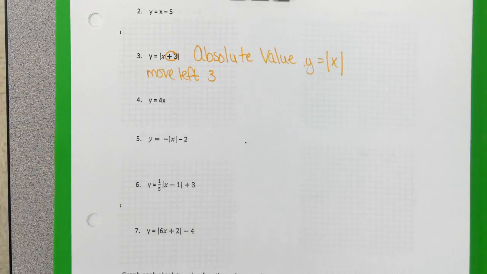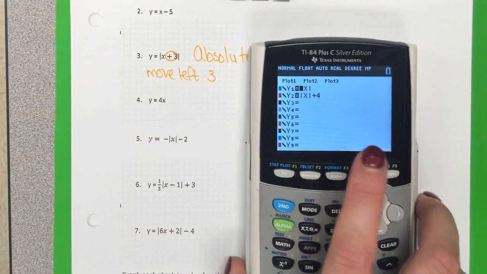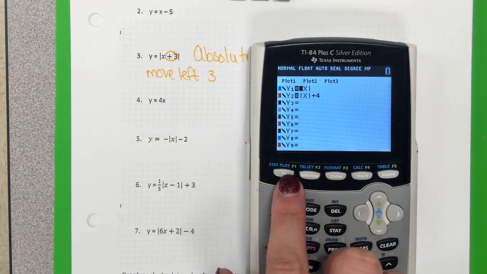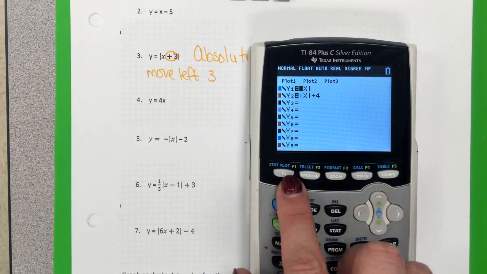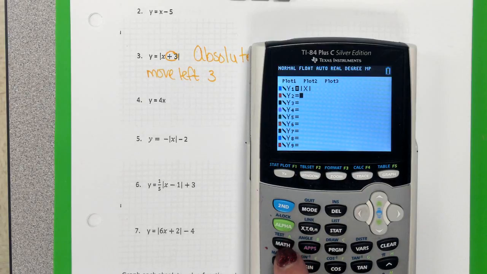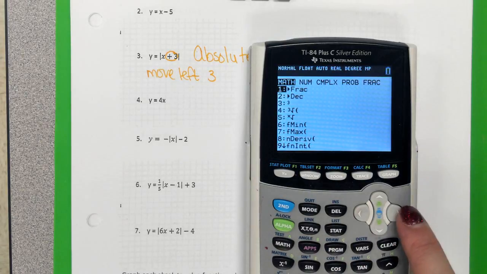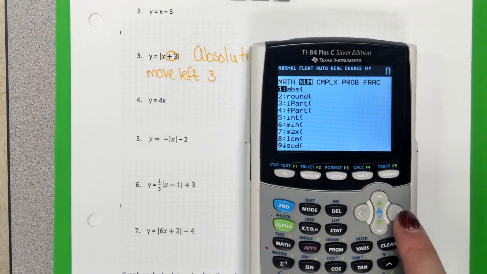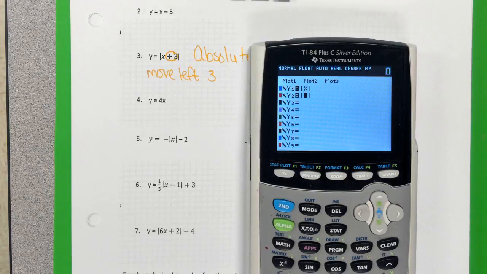All right, so grab your calculator. Go to y equals. Do not clear the first one. Hit the down button and clear the second one, because you want to keep your parent graph. All right, how do we graph absolute values? Math, and then press the right arrow, and then press enter, right?